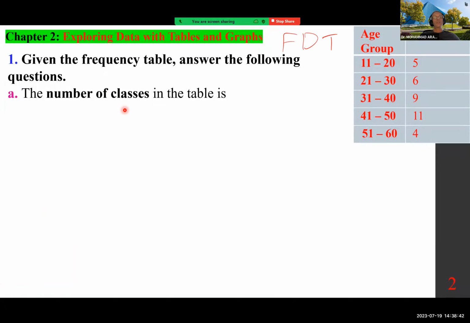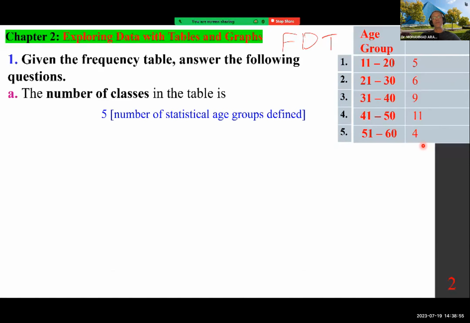We are interested in the number of classes. Well, notice this is 1, 2, 3, 4, 5. So 5 is the number of statistical age groups defined, and therefore we have 5 classes.